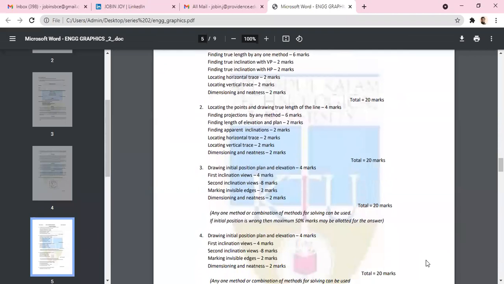Then in the solids problem, you are drawing the initial first top view and first front view, you will get 4 marks. Then first inclination views, you will get 4 marks, and final inclination, you will get 8 marks. Then some edges are actually invisible edges. So if you are marking invisible edges correctly, you will get 2 marks, and dimensioning and neatness 2 marks.